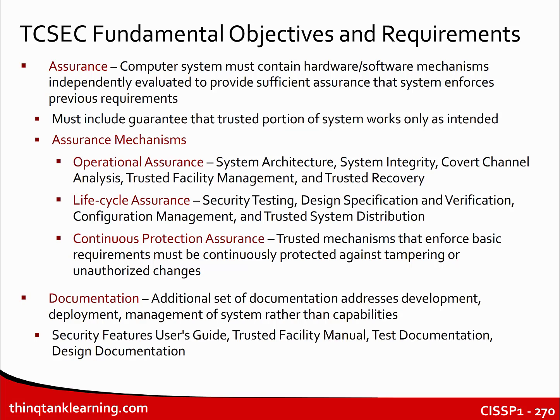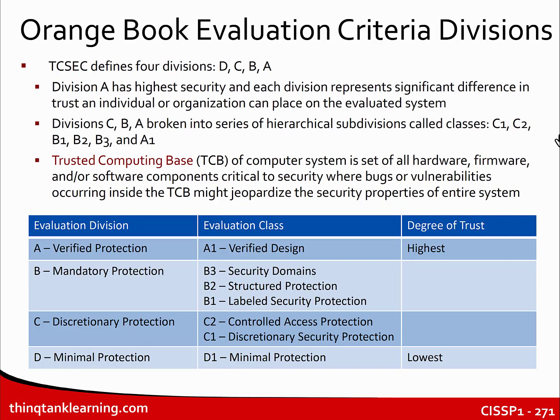Now, TCSEC defines 4 divisions of protection. This is the part that you might see on the exam. Divisions are D, C, B, and A. A is going to provide the highest level of assurance for protection, and D is going to provide the lowest level of assurance. Each division that we see here represents a difference in the trust that the organization can place on whatever system was evaluated.